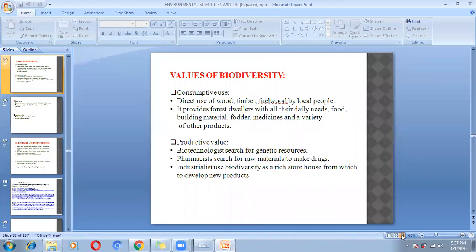Hello students, so this is your third part of biodiversity. We have already learned about conservation of biodiversity, India as a mega diversity nation, and the biodiversity hotspots of India. So our next topic is the values of biodiversity.